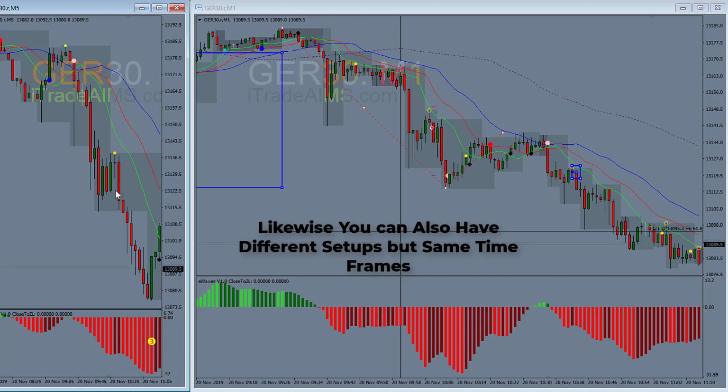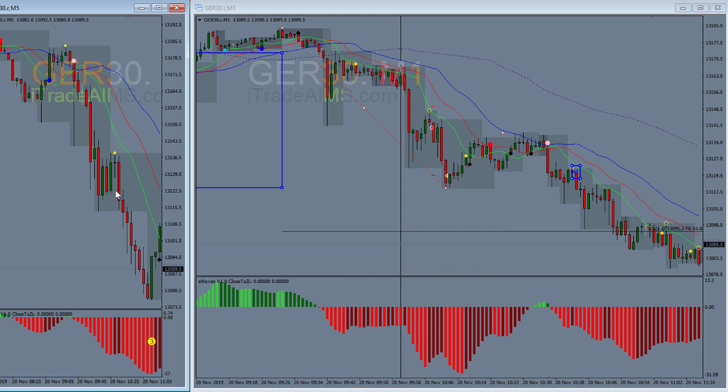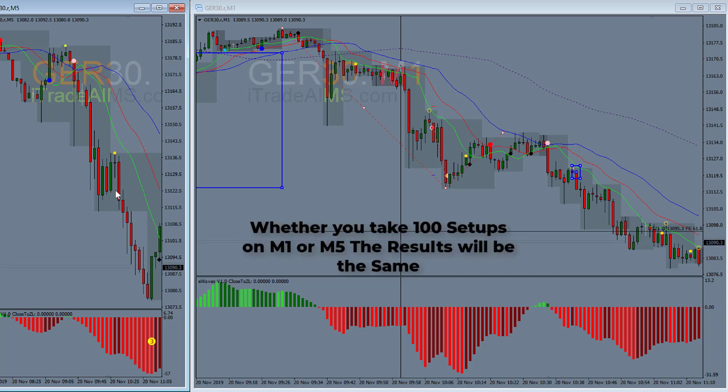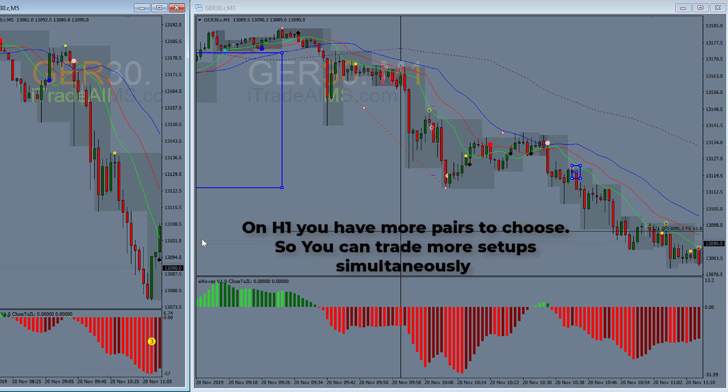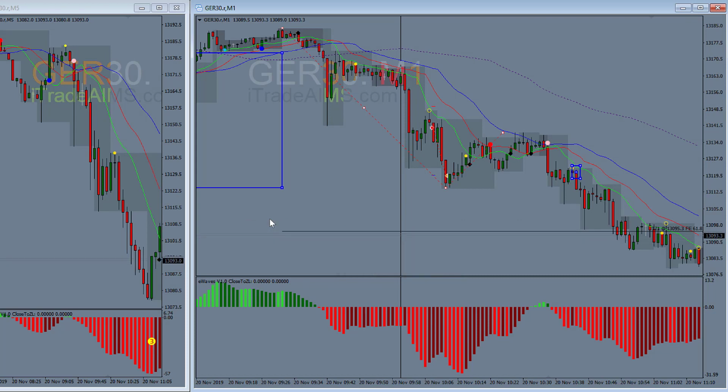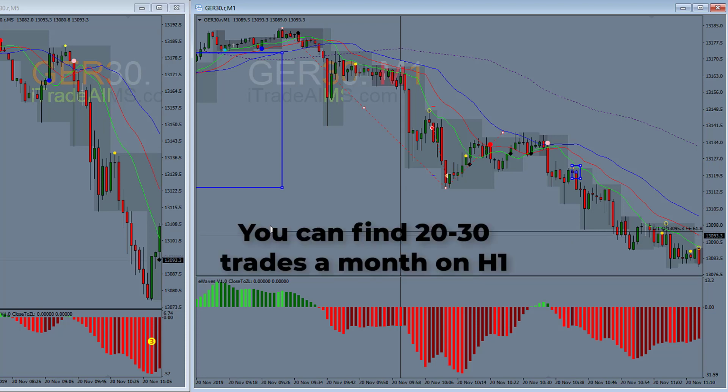Now the difference is that on M1, 100 trades will probably take, let's say, 5 weeks. On M5 it might take 10 weeks. And then when you switch this to the hourly chart, something special happens. What? Because then you have the ability to trade 10 to 15 charts. And then things change. It's not that if you go to a higher time frame, it's going to take 100 weeks. No. Because then you can trade multiple markets. And that's how it goes.